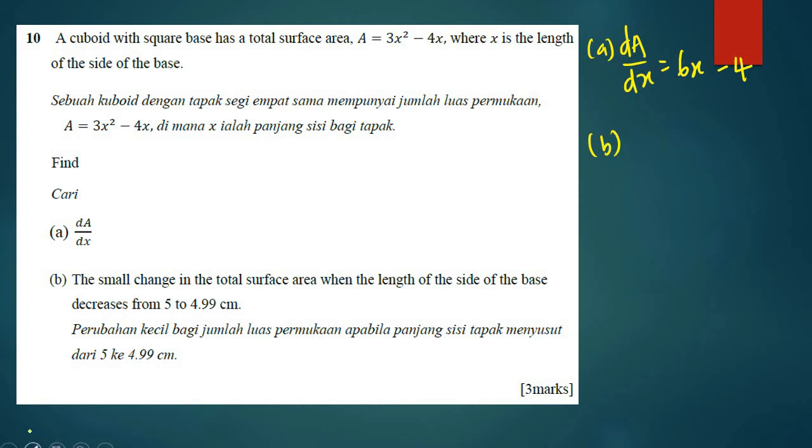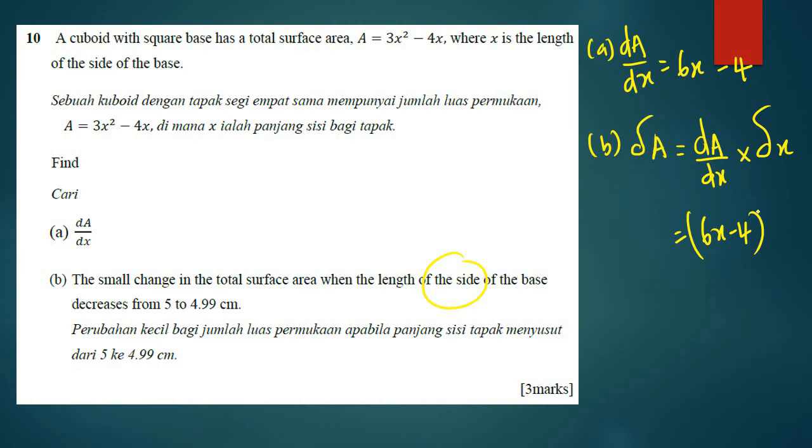Okay, find the small change. We have the formula for this one, delta. Delta means small change. Small change in surface area means delta A. So what is the formula? What is given? The side is given. Side means we use x to represent it, times delta x. I hope you still remember this formula. So dA/dx we have found on top: 6x minus 4. And what is delta x? Delta means small change in the side.